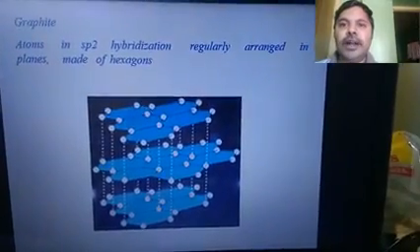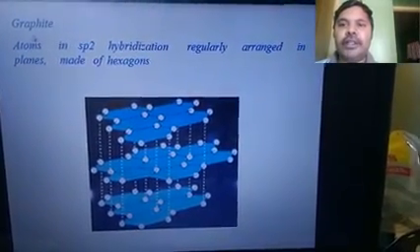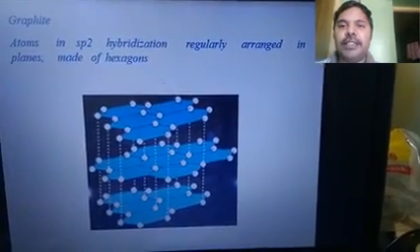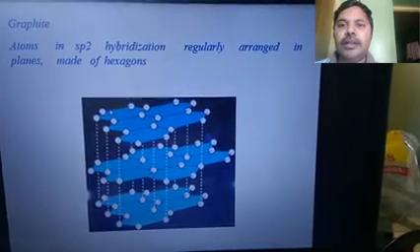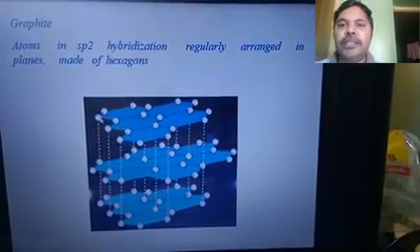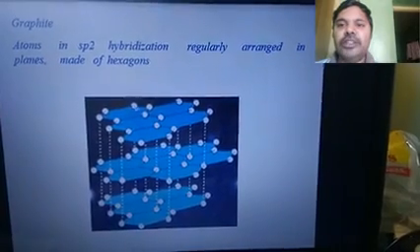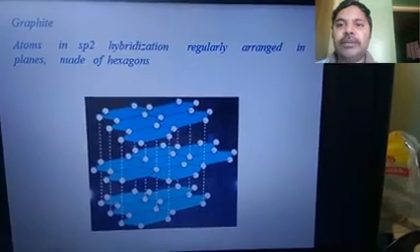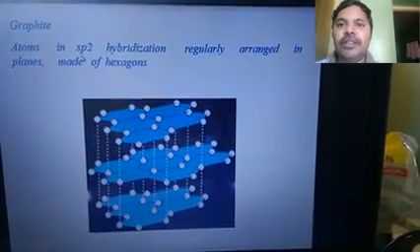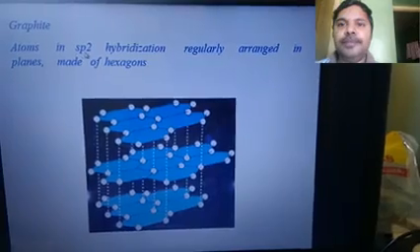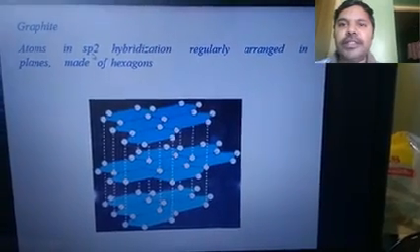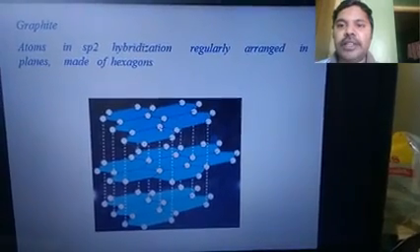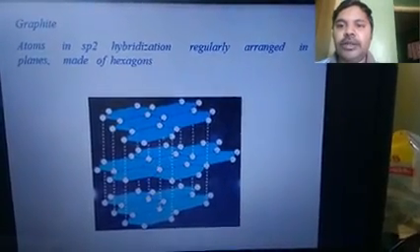In the next slide we can see another form of carbon, that is graphite. Atoms in sp2 hybridization are regularly arranged in planes made up of hexagons. So graphite is nothing but a hexagon shape. The carbon atoms are arranged in a hexagonal shape by sp2 hybridization. In diamond it is a tetrahedral shape by sp3 hybridization. So what is sp2 hybridization? One 2s orbital and two 2p orbitals mixed to form a hexagonal shape, that is graphite. In graphite you have three layers: the first layer, second layer, and third layer, three hexagonal layers.